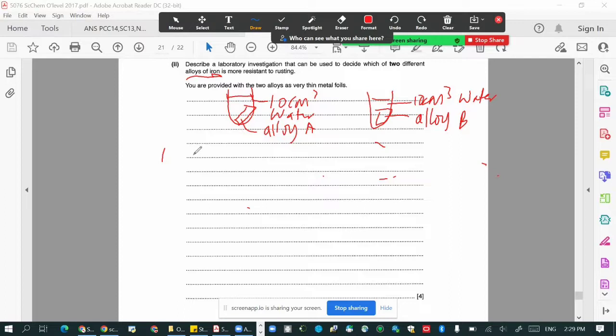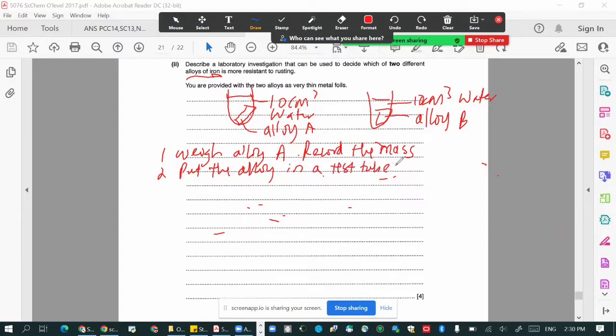So the first thing is you need to weigh alloy A and record the mass. Let's talk about the first experiment first, for alloy A. Put the alloy in a test tube filled with 10 cm cube of water. Then leave the test tube for 2 days.